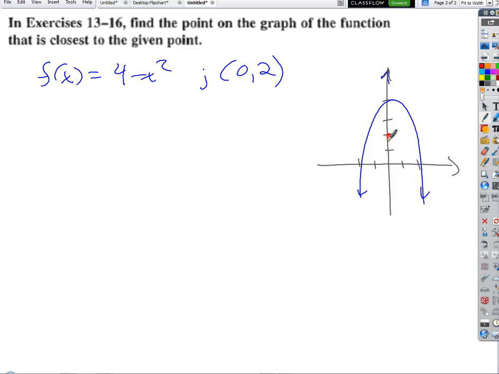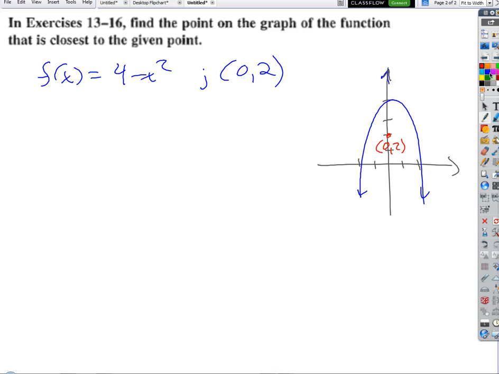We agree? Okay. The point has coordinates 0, 2, and then we want to find the point on the function closest to that. So we're going to minimize distance, aren't we? Right? Okay, so then how are we going to set this up? D squared. Okay, right, so it's going to be a distance formula, isn't it?